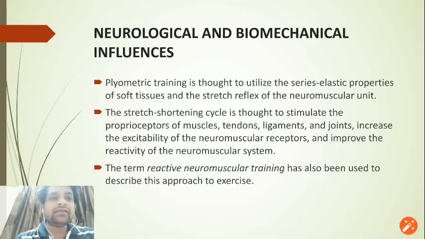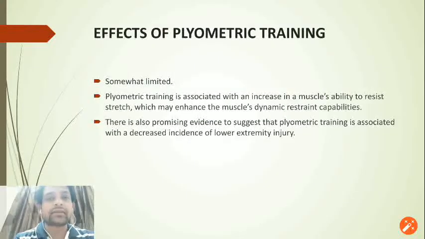Plyometric training is thought to utilize the series elastic properties of soft tissues and the stretch reflex of the neuromuscular unit. The stretch-shortening cycle is thought to stimulate the proprioceptors of muscles, tendons, ligaments, and joints, and it can increase the excitability of the neuromuscular receptors and improve the reactivity of the neuromuscular system. This reactive neuromuscular training has also been used to describe this approach to exercise.